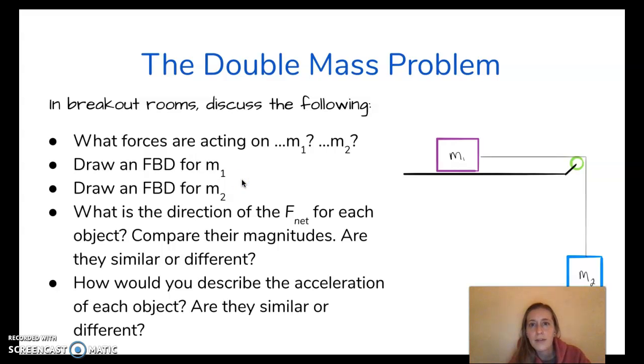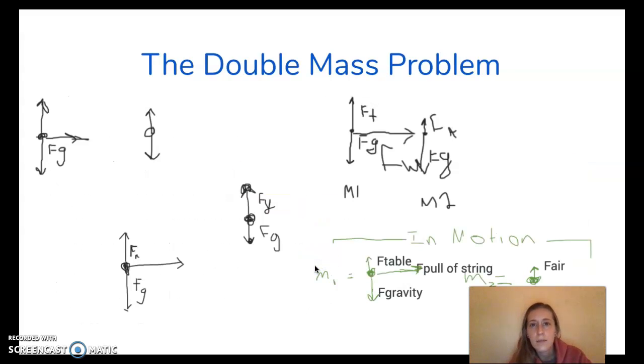So briefly, let's revisit Wednesday. I asked you to draw free body diagrams for mass 1 and mass 2 in this double mass problem setup. Here are some sample student answers, and what I appreciated about these sketches was that they were similar. You did great, and you recognized the direction of the net force for each object.